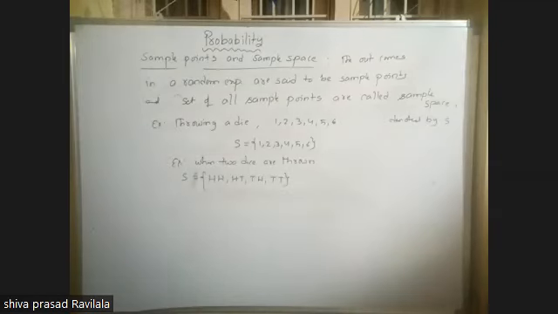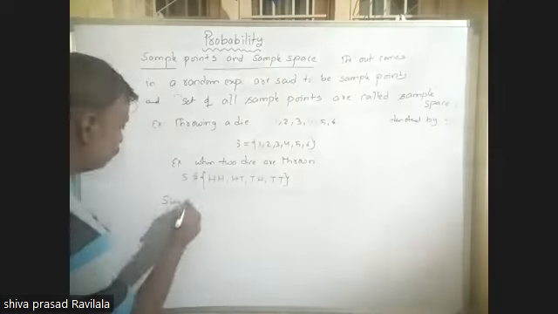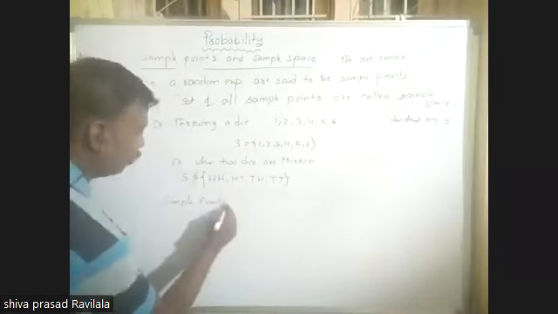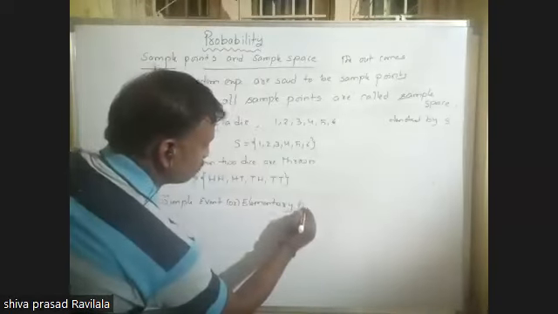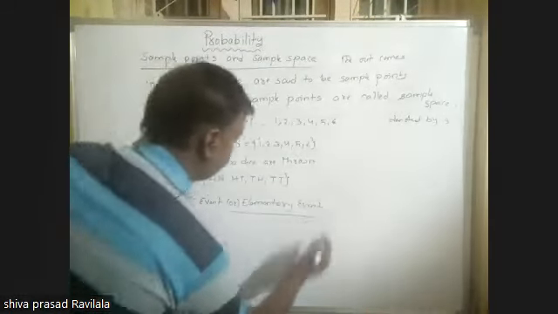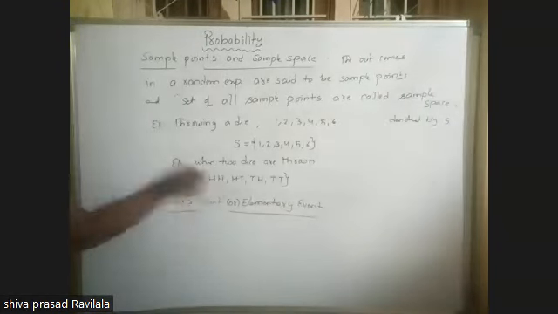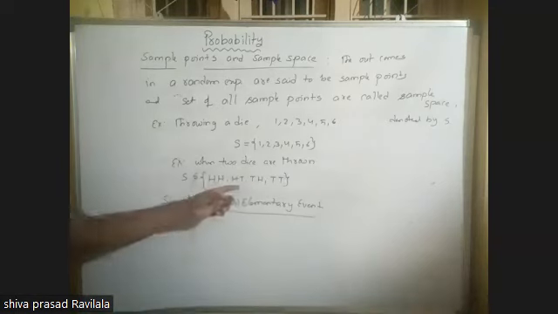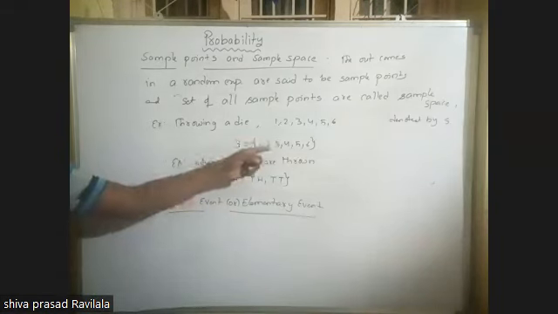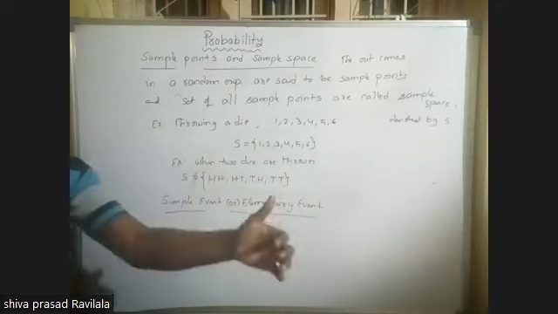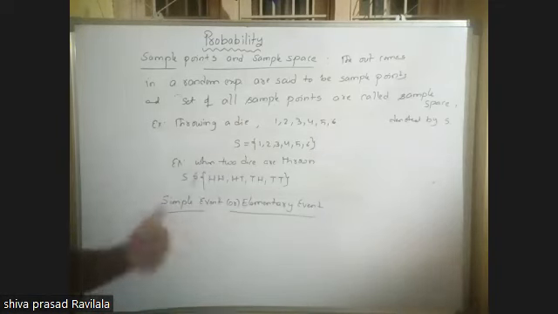Next one is simple event and elementary event. What is simple event? Simple event or elementary event. When 2 coins are thrown, the sample space contains HH, TH, HT, TT. When only 1 die is thrown, sample space S is {1, 2, 3, 4, 5, 6}. When a coin is tossed, sample space contains H, T.